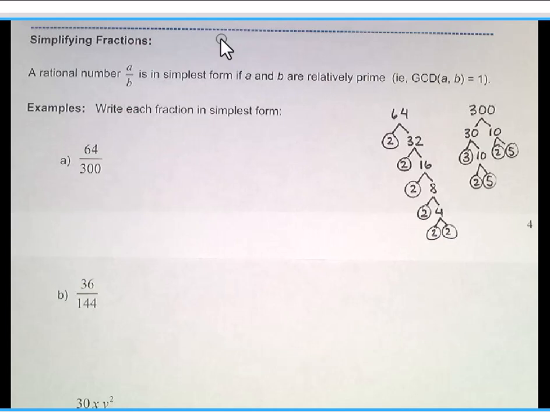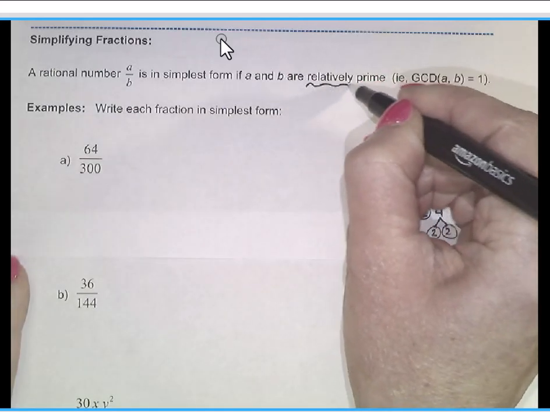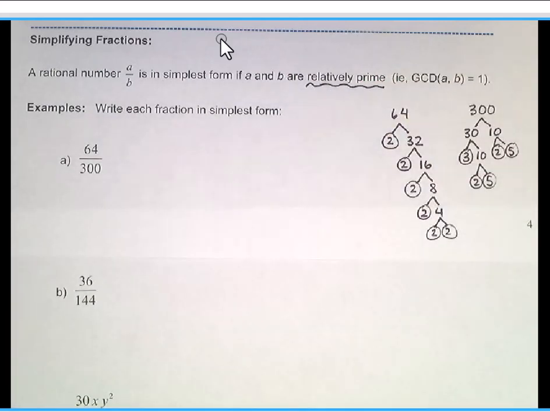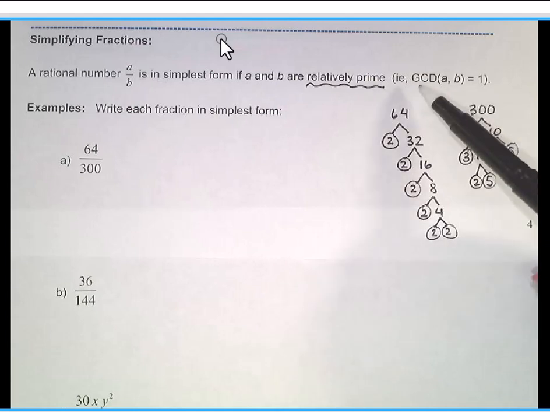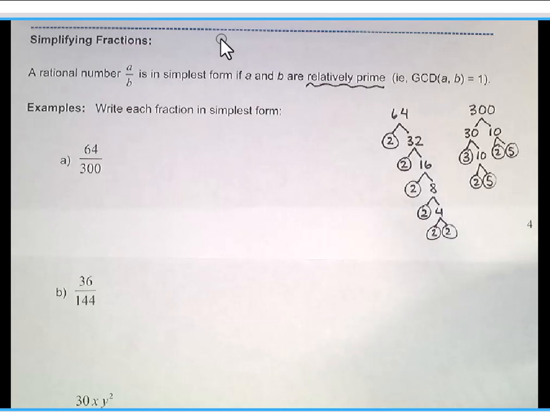So a rational number a over b is in simplest form if a and b are relatively prime. If you remember from a previous chapter, relatively prime means they don't have any factors in common other than 1. Their greatest common divisor between the two numbers a and b is 1. So like 2 and 9 or 3 and 4, these are numbers that don't have any factors in common.